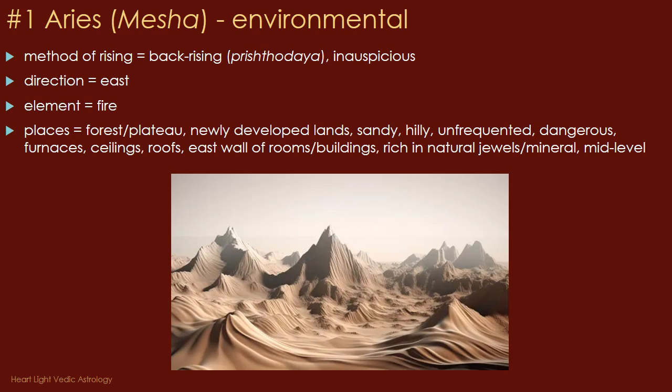Okay, and then Aries Mesha. If we take this a little bit further out to more of an environmental perspective on Aries, for example, if we were looking at the fourth house for somebody and their fourth house was Aries, you can see places listed here. Places for Aries are forest, plateau, newly developed land, sandy, hilly, unfrequented. So again, rebellious, pioneer energy, dangerous, right? That's all the courage you need to go to dangerous places.